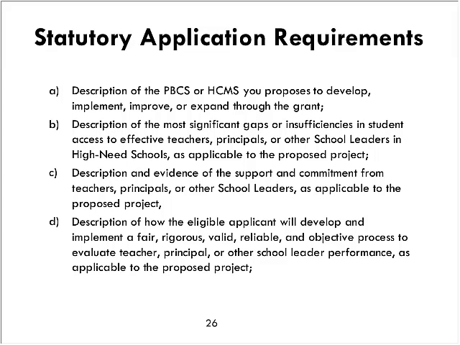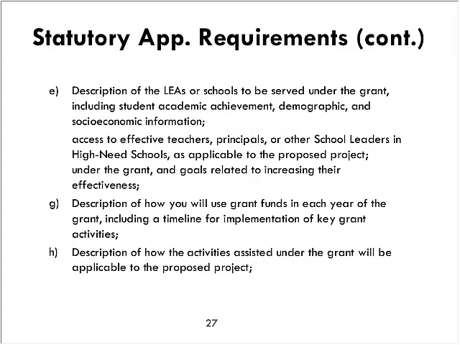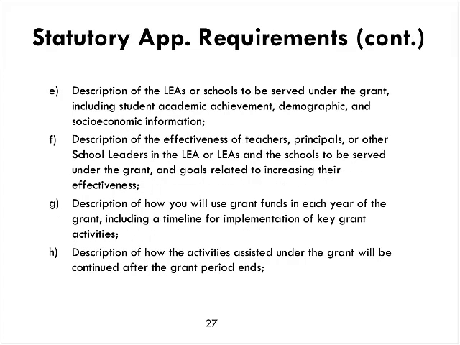A description of how the eligible applicant will develop and implement a fair, rigorous, valid, reliable, and objective process to evaluate a teacher, principal, or other school leader's performance as applicable to the proposed project. This is something that will likely be addressed in Absolute Priority 1 and your descriptions thereof. A description of the LEAs or schools to be served under the grant, including student academic achievement, demographic, and socioeconomic information. A description of the effectiveness of teachers, principals, or other school leaders in the LEA or LEAs and the schools to be served under the grant, and goals related to increasing their effectiveness.